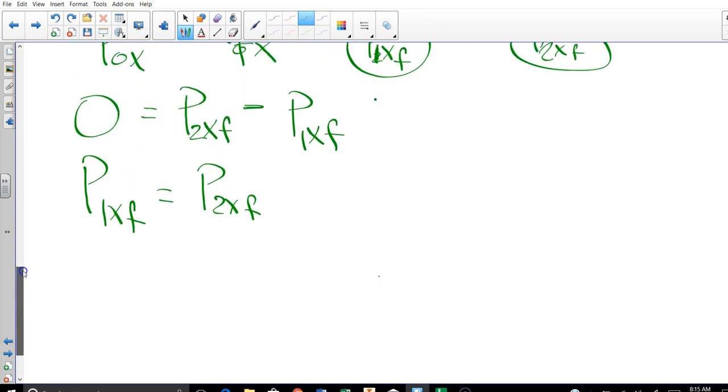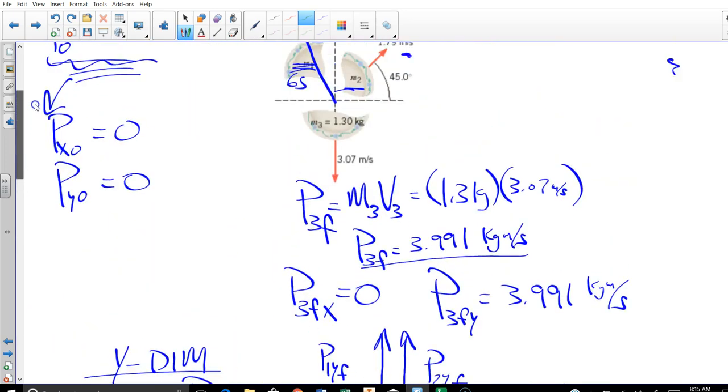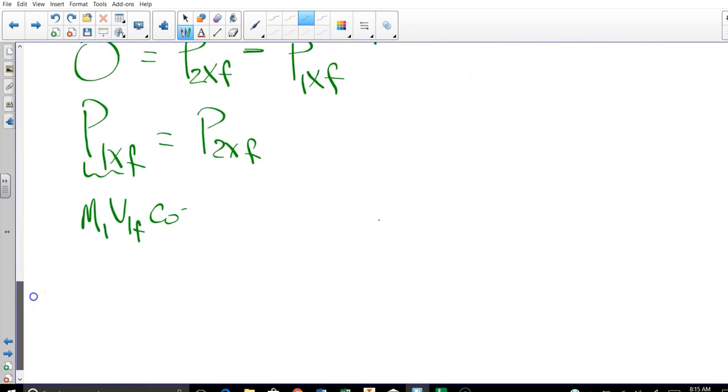Now, the next step is the one that you're going to want to double check for yourself. Can you write down what's next, which would be the momentum of this, M1 V1, just V1. We're not going to get to the x yet. We're going to use the cosine for that. So V1 final times, let's make sure we get this right, 1 is up and to the left, so it's going to be cosine of 65, equals M2 V2 final cosine of 45.